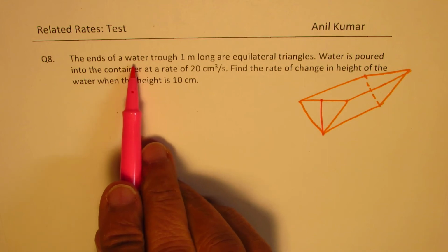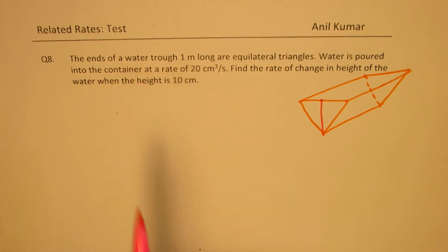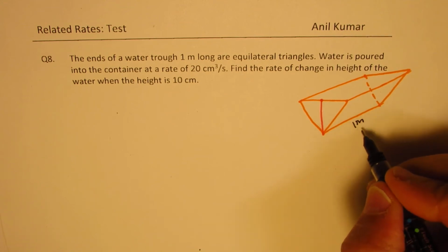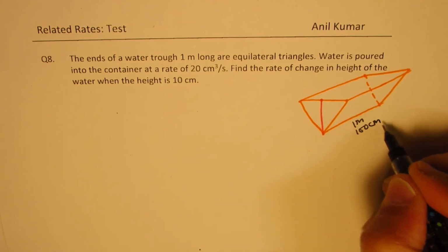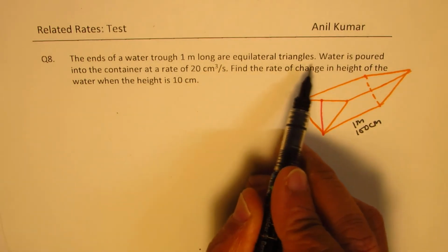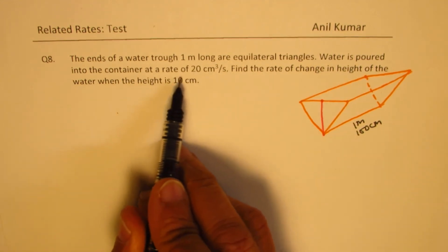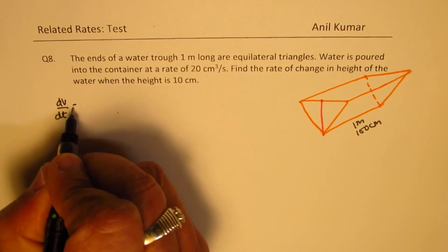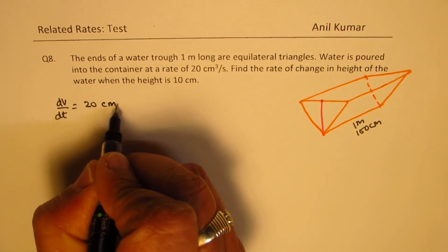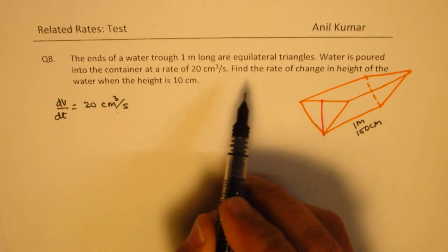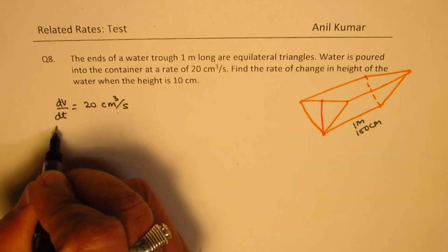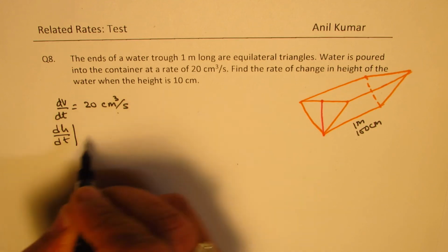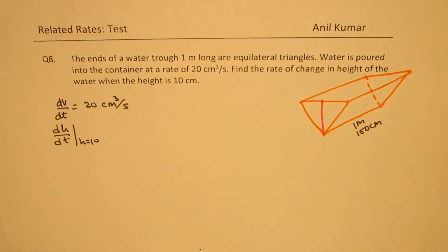The ends of a water trough, 1 meter long, so we are already given that this length is 1 meter, which is 100 centimeters, correct? Water is being poured at a rate of, so change in volume is dV/dt, which is 20 centimeter cube per second. Find the rate of change in the height. So we need to find what is dh/dt when the height is 10.